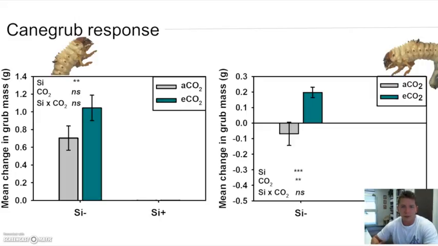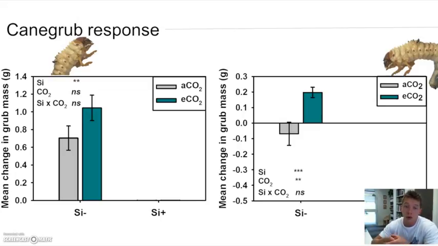Well, these two plots here are showing the mean change in grub mass. So that's the change in the mass of the insects over a certain period. So the plot on the left-hand side there is a long-term feeding experiment. So that was when the grubs were placed in the pots for 3 weeks. And you can see here again, the grey bars are ambient CO2 and the green bars are elevated CO2. And under elevated CO2, we're seeing a significant increase in the change in mass. So they're gaining more weight under elevated CO2.